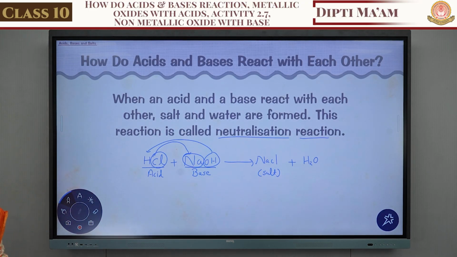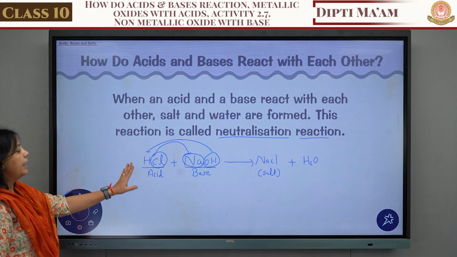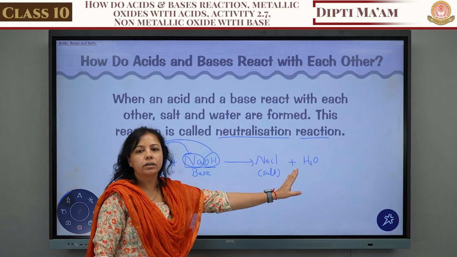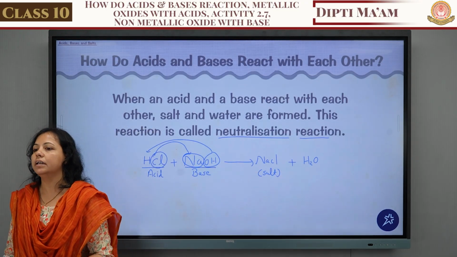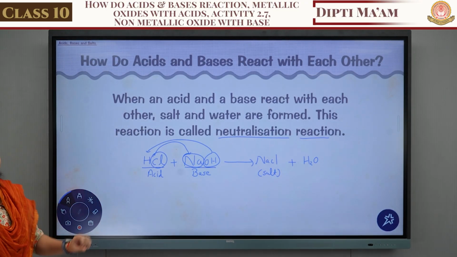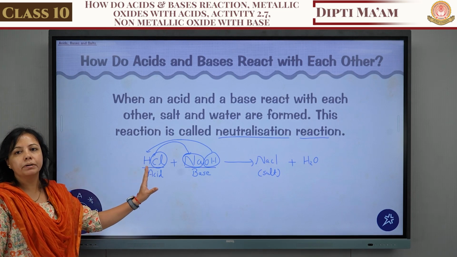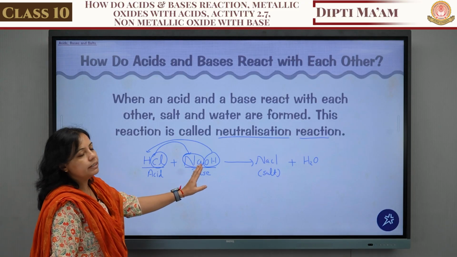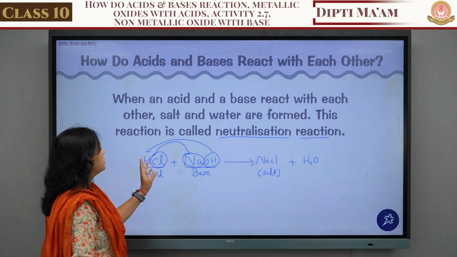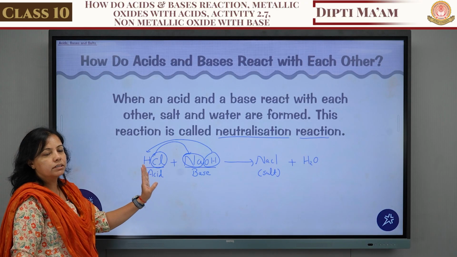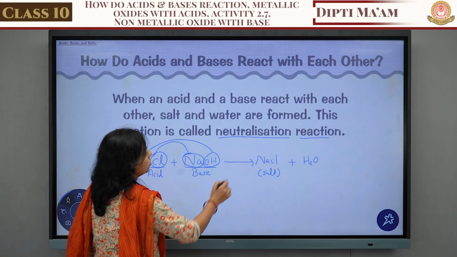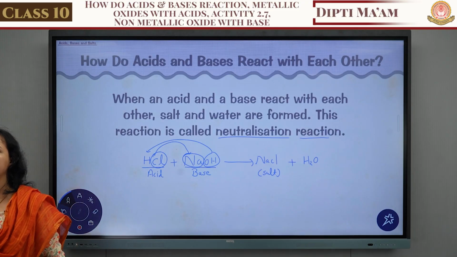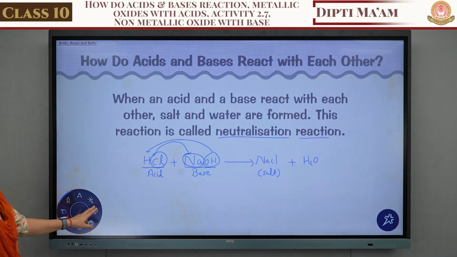What is the meaning of the neutralization reaction? When any acid reacts with any base, then it will form salt and water. This reaction is known as the neutralization reaction. Here I take one simple example. As an acid I will take hydrochloric acid. As a base I will take NaOH. These HCl and NaOH are mixed with each other. Then it will form NaCl salt and a water molecule will separate out. So this reaction is known as the neutralization reaction.